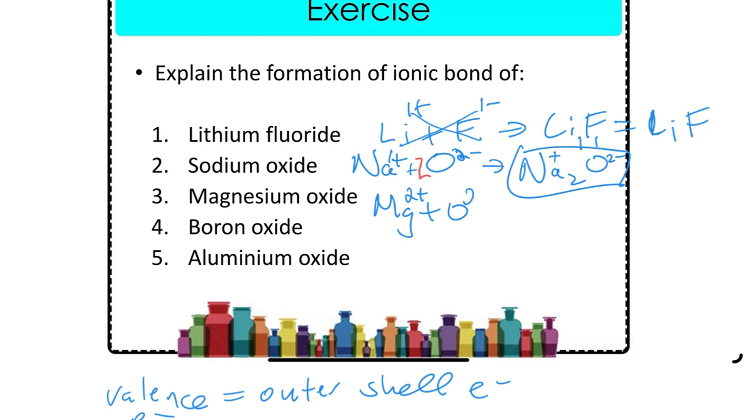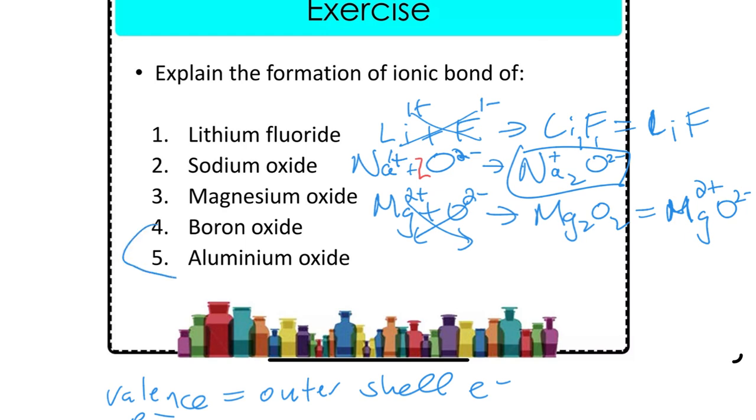Oxygen, I already said, has 2 minus. So what we do is cross these over to find the subscripts, and we get Mg2O2. But that simplifies to MgO, 2 plus, 2 minus.